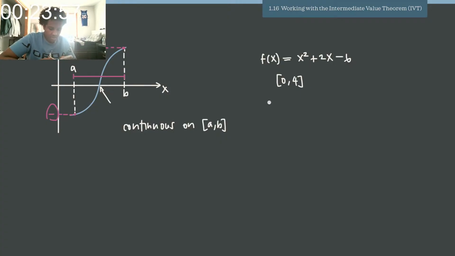Then we just plug in each edge of the interval, so f of 0 is going to be 0 plus 0 minus 6, we get negative 6, and f of 4 is going to be 16 plus 8 minus 6, and that's equal to 18. So what we can show, we usually call this point where the graph crosses the x-axis, we usually call that c.